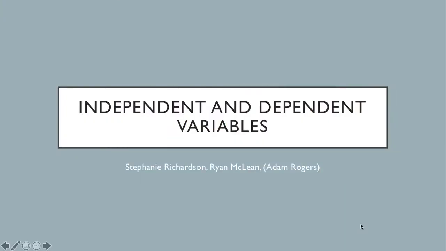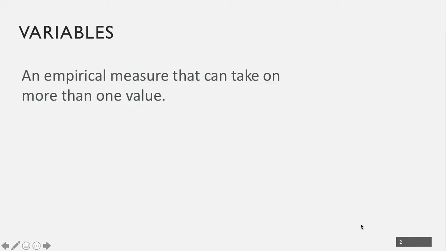Okay, so we're going to be talking about independent and dependent variables. A variable is an empirical measure that can take on more than one value. Remember when we were talking about quantitative research methods, how we talked about the variable marital satisfaction. How would you rate your marital satisfaction on a scale of 1 to 10? That means the respondent can answer with anything between 1 and 10. So the responses can vary. Different people give different responses.